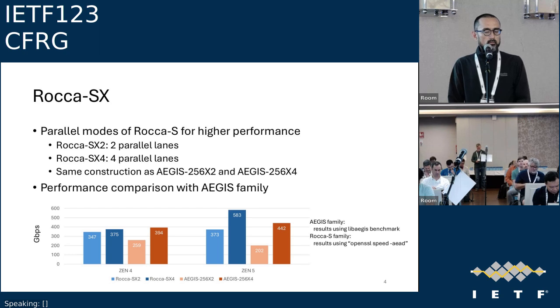Okay, and the one topic that I want to share is the new parallel mode of the algorithm for even higher performance. For this, I borrowed the idea from Aegis and implemented 2 parallel modes and 4 parallel modes, which are RoccaS SX2 and SX4. And below is the result of the performance on Zen 4 and Zen 5 architecture. And RoccaS SX4 can achieve more than 580 gigabits per second on Zen 5.